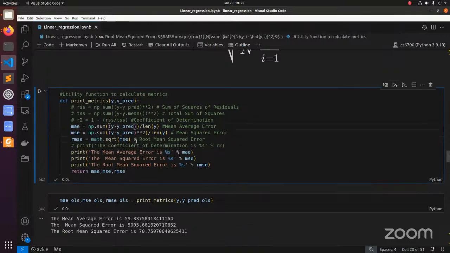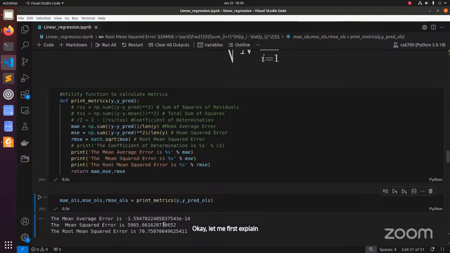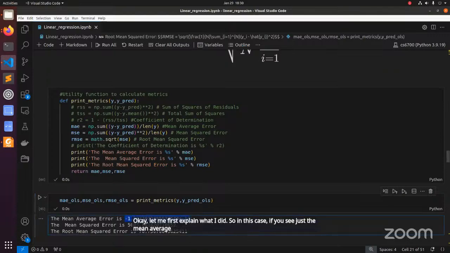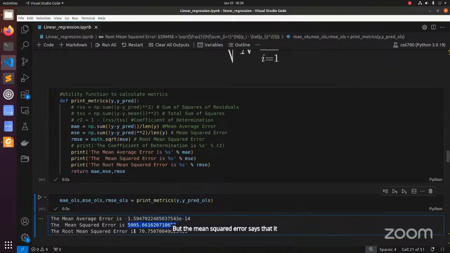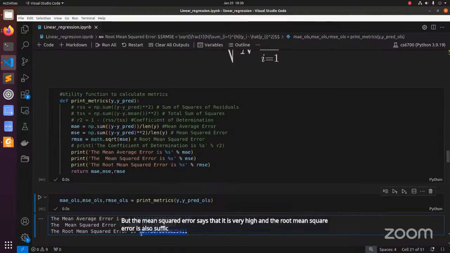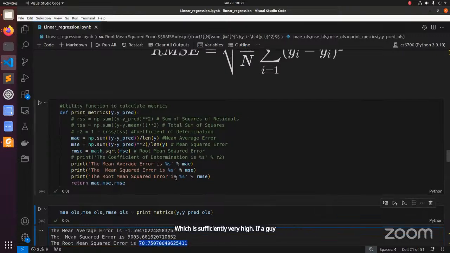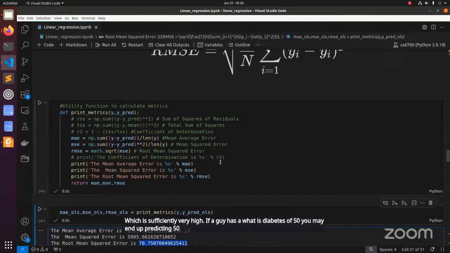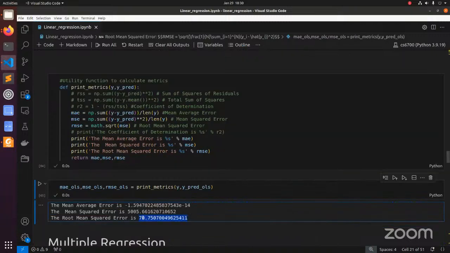Okay, let me first explain what I did. In this case, if you see just the mean average error, it says that it is very small. But the mean squared error says that it is very high, and the root mean squared error is also sufficiently high. The error you are making on average is 70, which is very high. If a person has a diabetes value of 50, you may end up predicting 50 plus 70, 120. So the error itself is very high, close to 50.